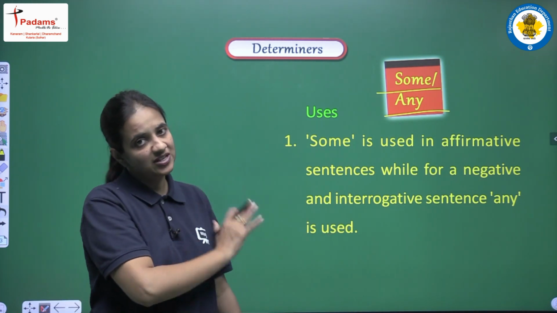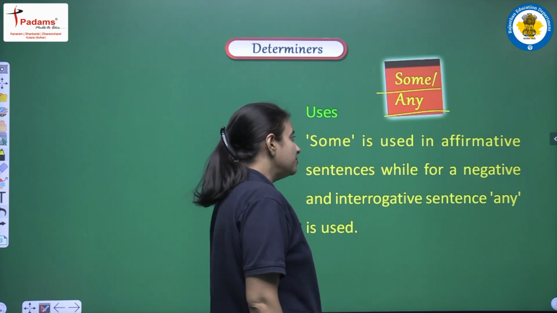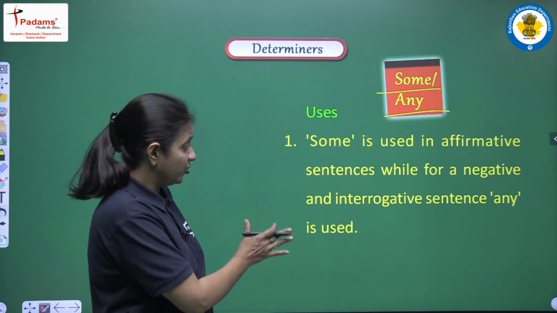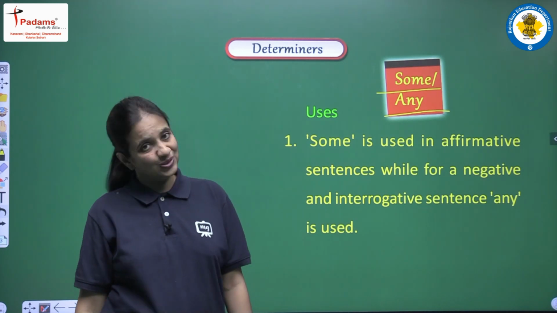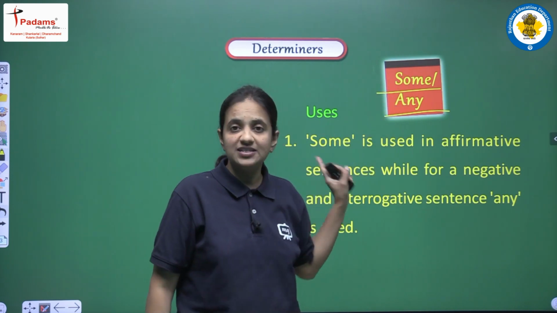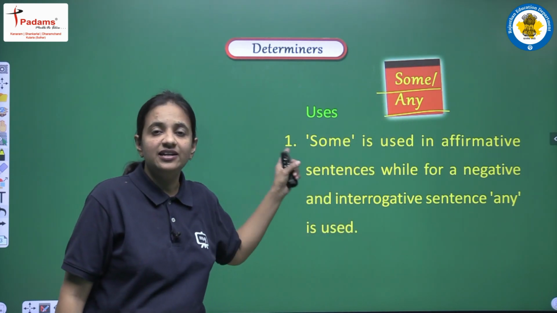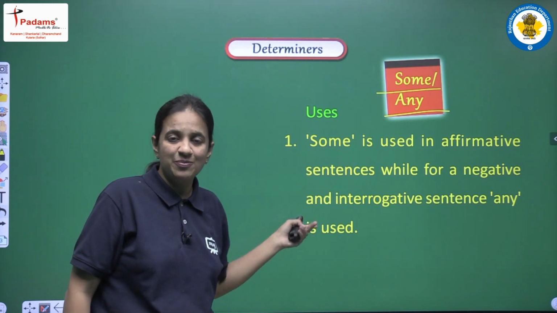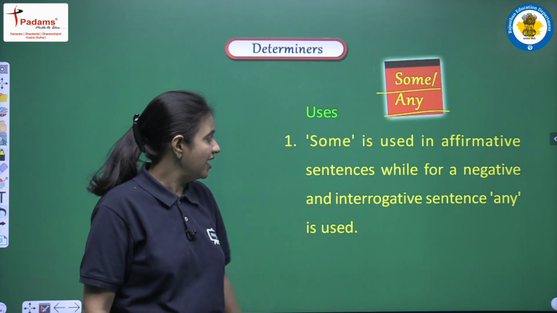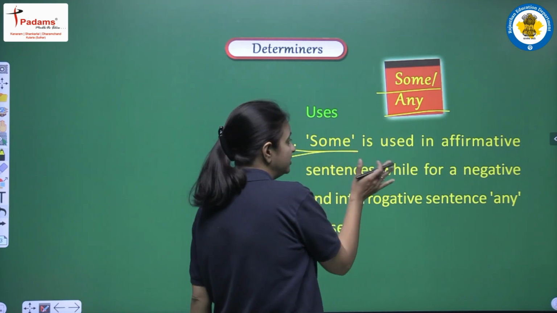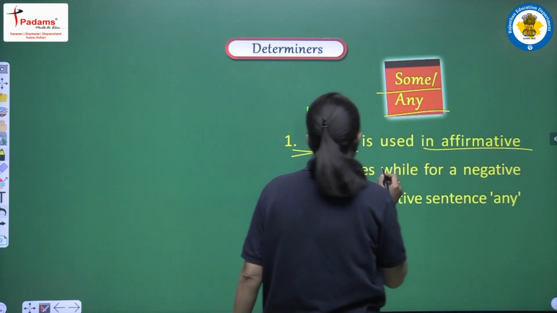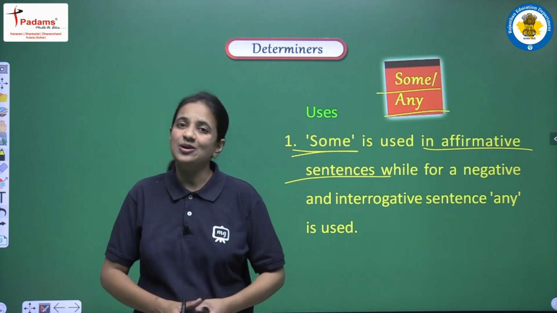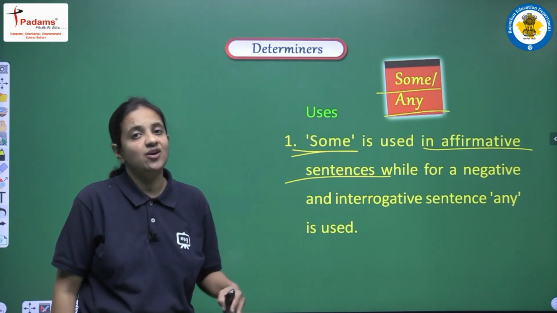So let's see the very first use of some and any. Some is used in affirmative sentences, while for negative and interrogative sentences any is used. So why do we have these two words as a pair? Because we can see that there is a difference in these two words. In the first use we are talking about that difference also. Some is the determiner that is used in affirmative sentences. Affirmative sentence means positive sentence, right? So if we have a positive sentence, in that sentence we have to use some.